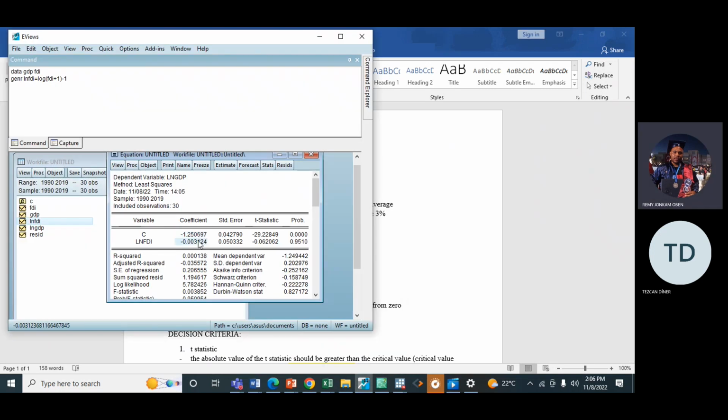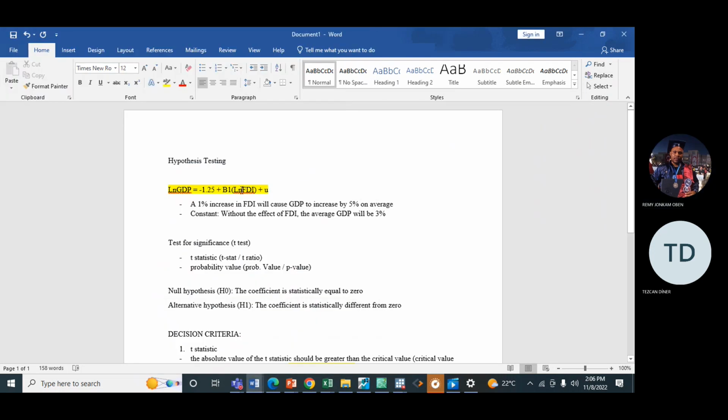And what is my coefficient of ln FDI? It is negative 0.003, right? So I'll come here. My beta one will be negative 0.003. Since I've estimated my coefficients, I delete the error term. Now I can interpret these coefficients.